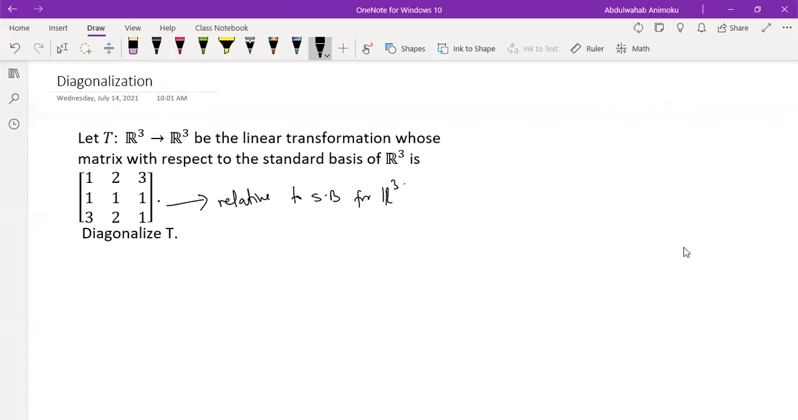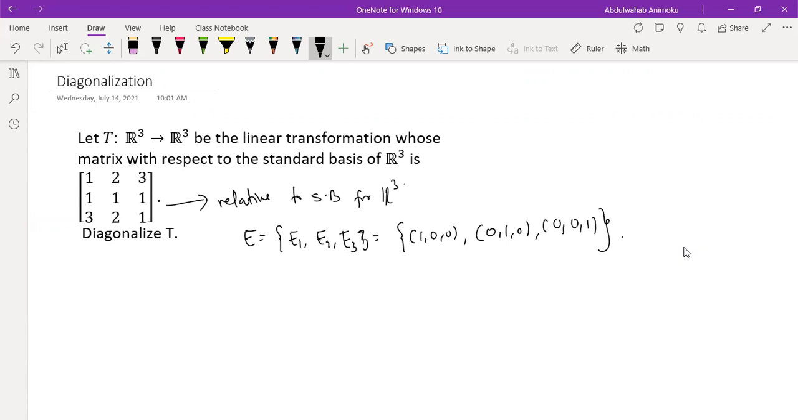So what's the standard basis for R cubed? I think everyone knows already by now that this is E1, E2, E3, which is basically (1, 0, 0), (0, 1, 0), (0, 0, 1). And this is already the first step in the process.